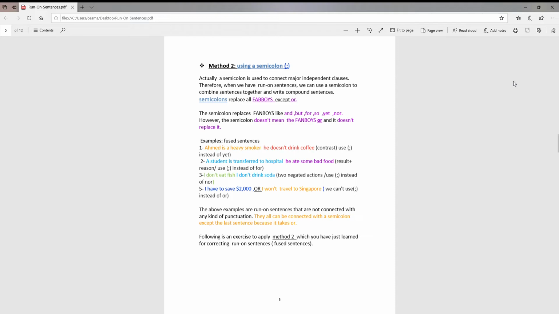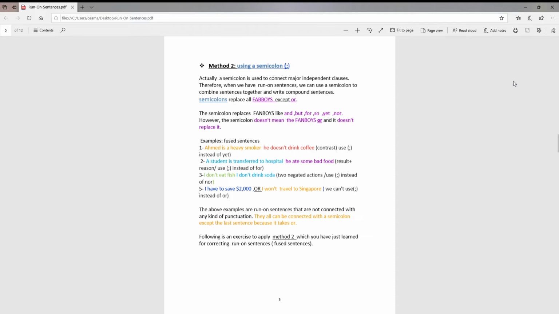But here we need to notice that the semicolon can be used to combine sentences and make compound sentences, but it doesn't replace "or." It replaces all the other fanboys except "or." The semicolon replaces fanboys like and, but, for, so, yet, nor. However, the semicolon doesn't mean the fanboy "or," and it doesn't replace it. Okay, we will look at these few sentences.